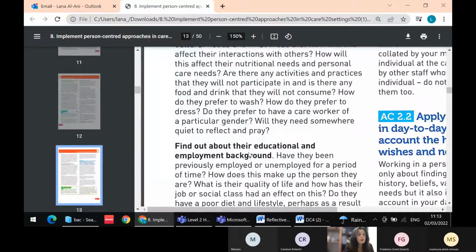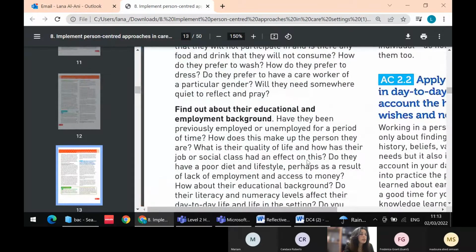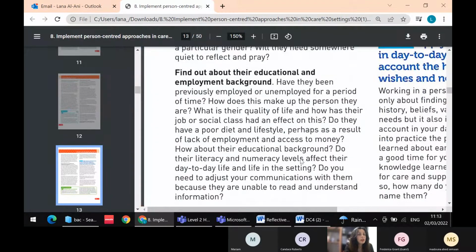And you see here, same thing, when you need to find out about the education, about the employment background, this is all by talking to the customer. Yes? All these things, whatever they have in their life, you can either talk to the customer or go to his or her care plan. You can find out about it.